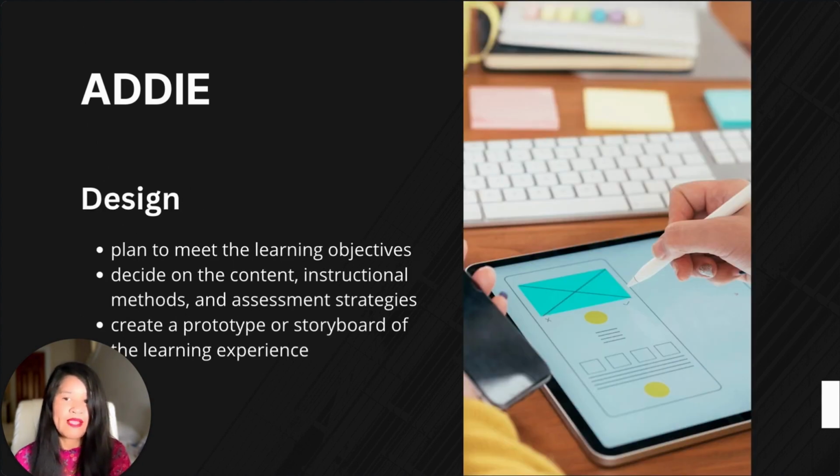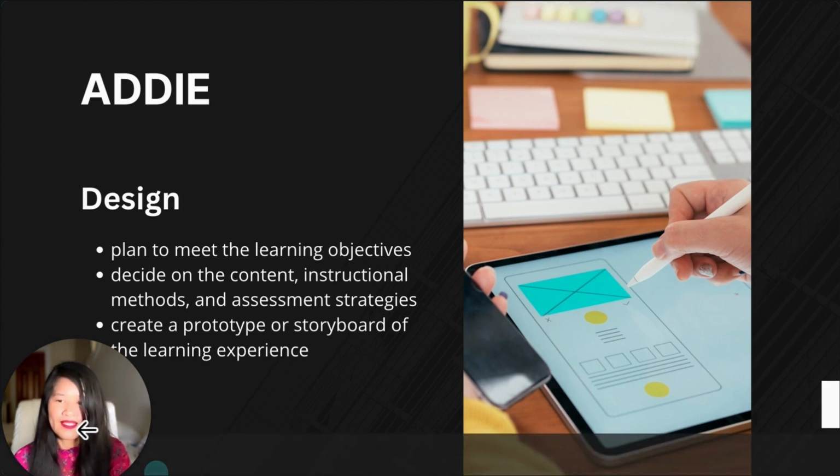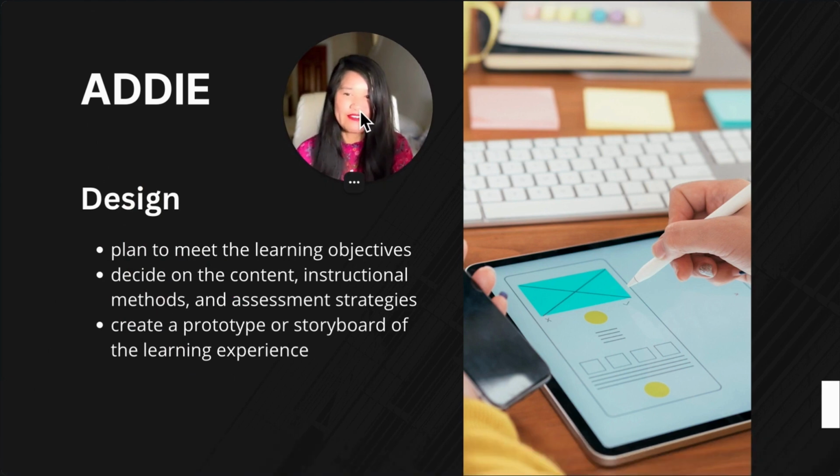The second phase of ADDIE is design. I'm going to move my face to the middle because it's covering the text. So in this design phase, the instructional designer will create a plan to meet the learning objectives, and it also includes deciding on the content, the instructional methods to use, and assessment strategies. The design phase would also involve creating a prototype or storyboard of the e-learning module.